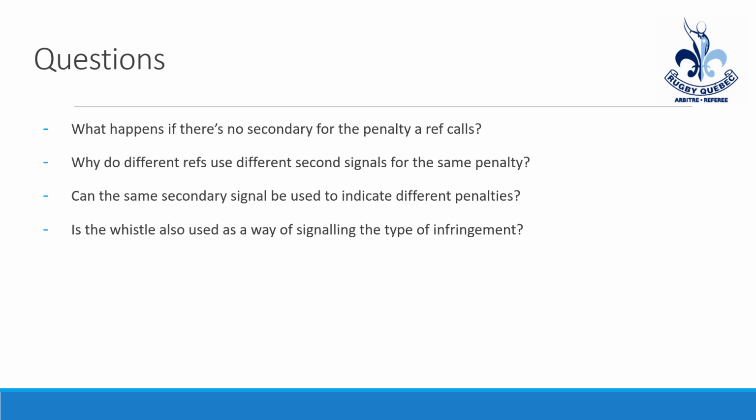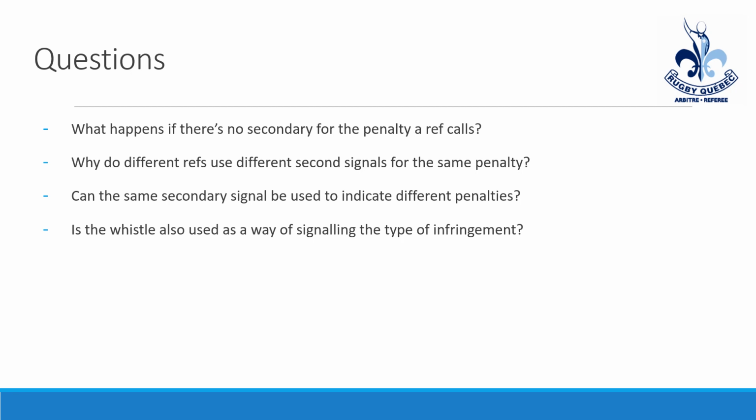Can the same secondary signal be used to indicate different penalties? There are a few, as you've seen in the images. Collapsing a maul and advantage in a scrum use the same arm signal. And a scrum would come with a whistle as well. Collapsing a maul and collapsing a scrum are about the same signals. There's a lot of foul play signals that are all wrapped into one signal or another that you might see. So striking, punching, hitting, tackling a player off the ball. It goes with shoulder charges sometimes as well. So yes, there can be.